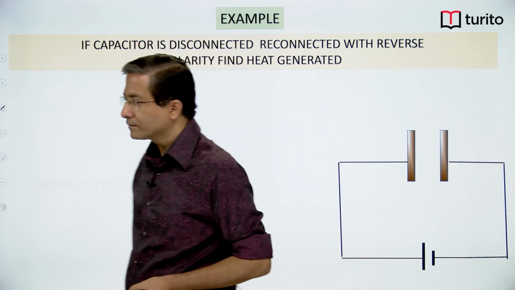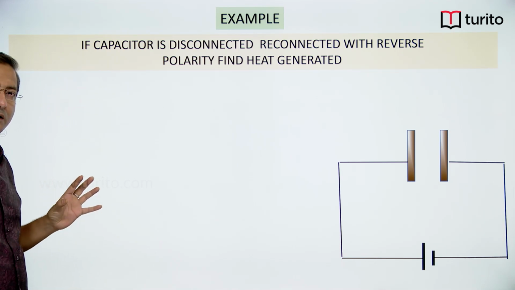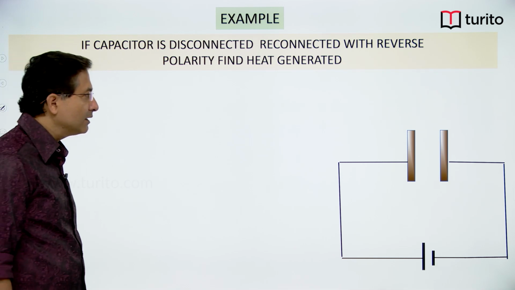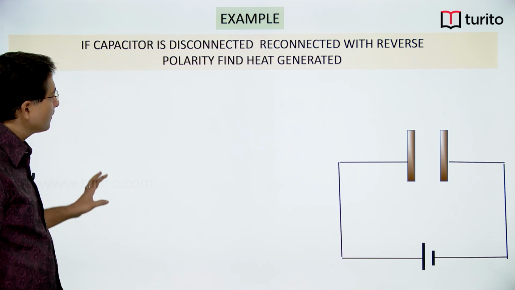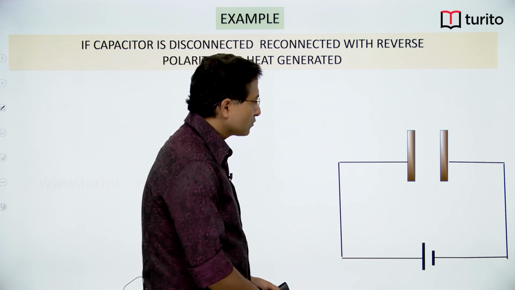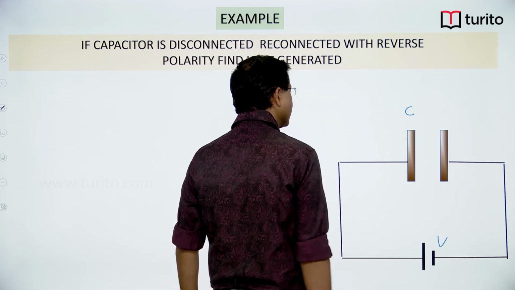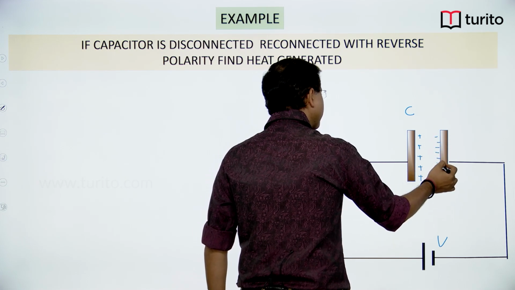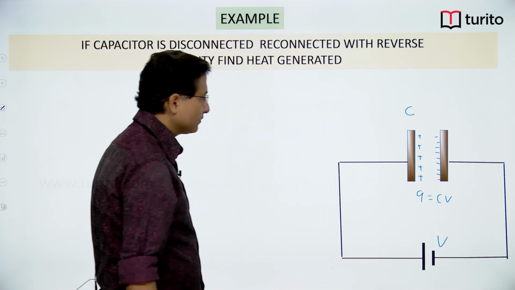Now, let us talk about the energy stored in the capacitor and the losses that happen during reconnection. So, here I have selected a very simple problem. A capacitor was first connected to a source. Obviously, when it is connected to the source, if this is V and its capacitance is C, then it will have charge Q is equal to CV. Directly I can write Q is equal to CV.